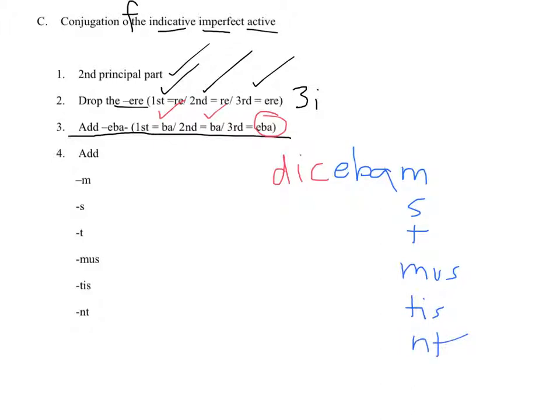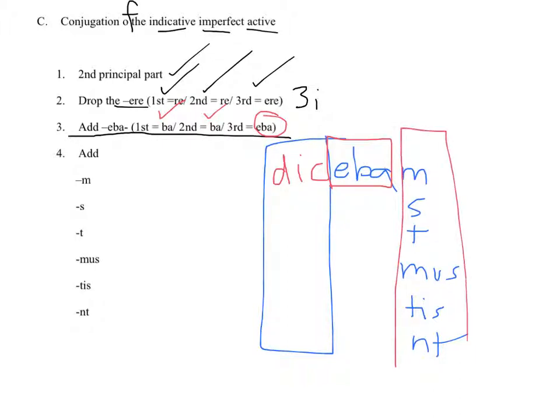Very easy, very predictable. You take the stem without the ERE, it works for every single third conjugation verb. You add EBA, that's the thing that makes it imperfect. Then you add the personal suffixes. All the personal suffixes do is tell you that it means I, you singular, he, she, and it, we, you all, or y'all, and they.